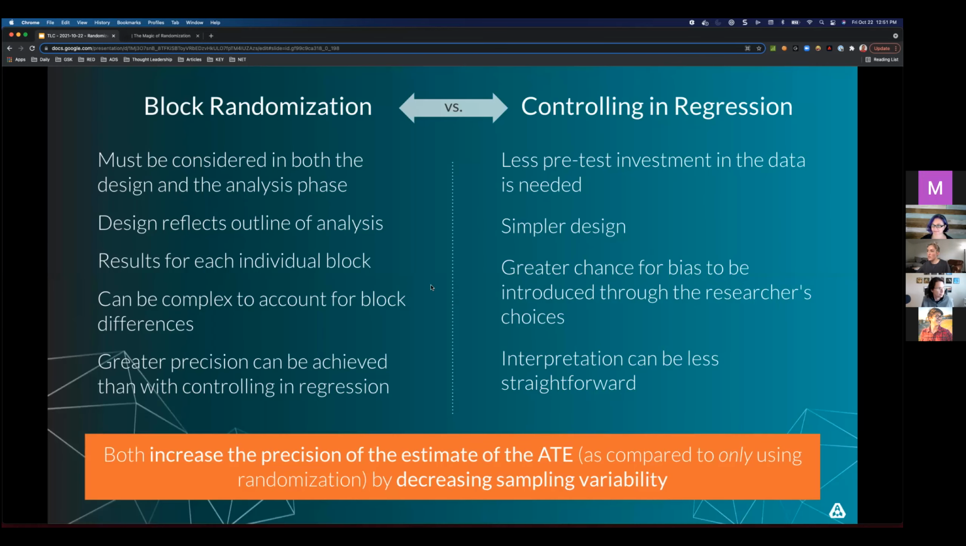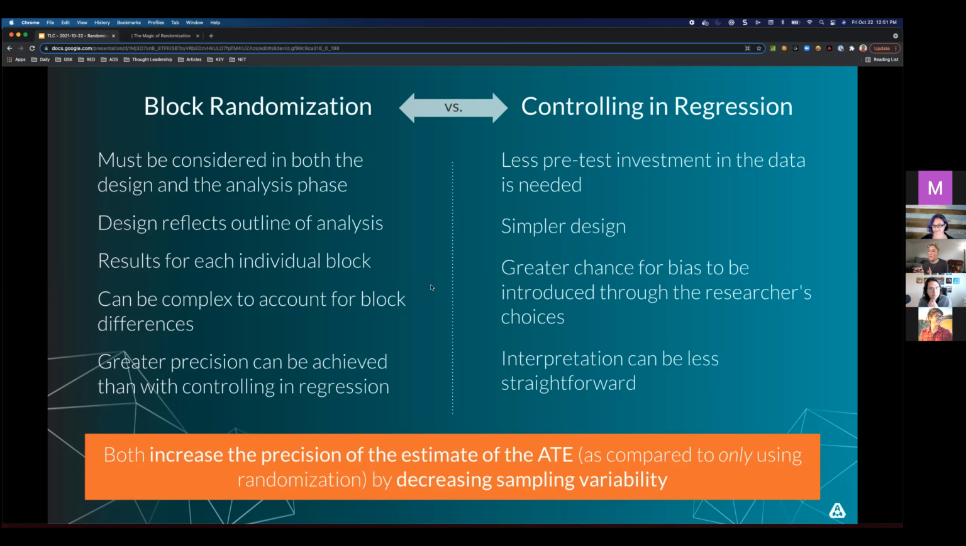And so here is a summary of the difference between the two techniques of taking covariates into consideration in your analysis. But I think the biggest call out is both of these can help increase precision of your estimate of your average treatment effect. And it does that by decreasing sampling variability, if we compare it, of course, to just doing complete randomization.